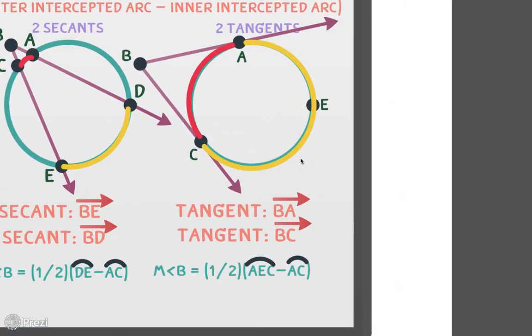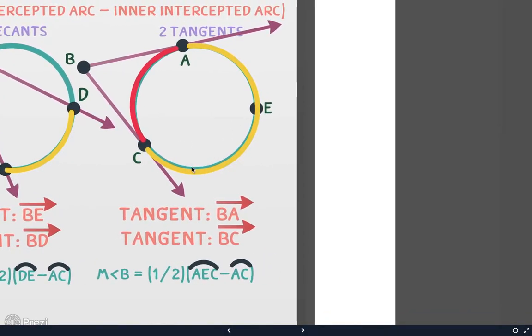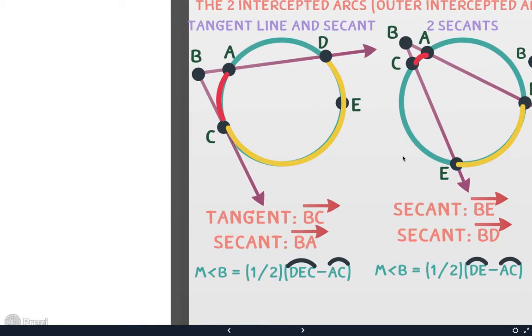Okay, but anyway, in this case, we have 2 tangents that are intersecting outside the circle. Same property, just different kinds of segments. So we have 1/2 the measure of the 2 intercepted arcs, which is the arc furthest away from it, the outer arc, minus the intercepted arc, the arc that is the closest to the exterior angle. So that's all we're going to be doing, again, just with 2 tangent lines instead of a tangent and a secant like in the first one. Same idea, just different kinds of geometric objects that we're dealing with.